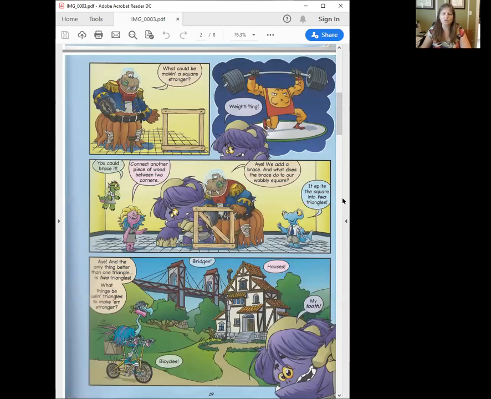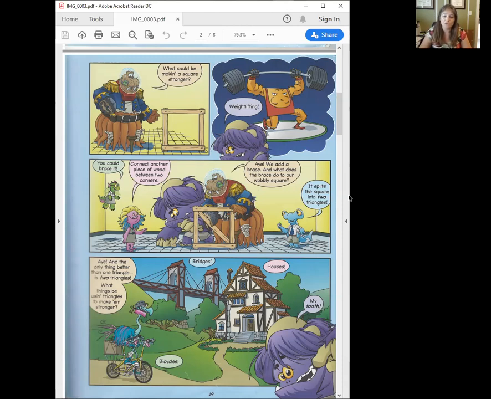What could be making a square stronger? Weightlifting. Could you brace it? Connect another piece of wood between 2 corners. Aye, we add a brace, and what does the brace do to our wobbly square? It splits the square into 2 triangles. Aye, and the only thing better than 1 triangle is 2 triangles.